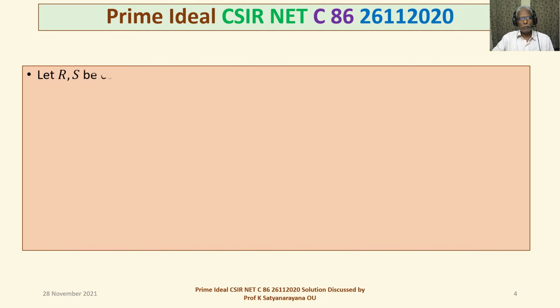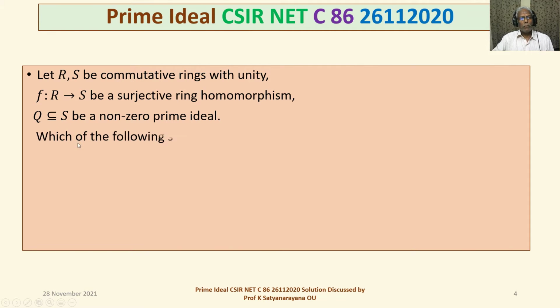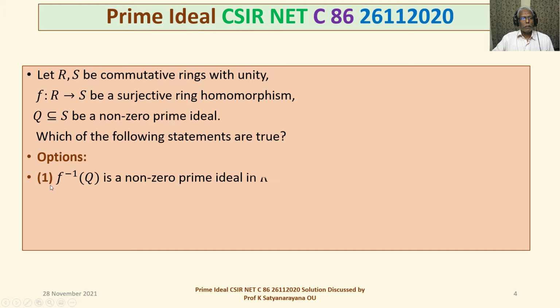The problem is: let R and S be commutative rings with unity. Let F be a surjective ring homomorphism from R to S, and Q be a non-zero prime ideal of S. Which of the following statements are true? Options. 1. F inverse Q is a non-zero prime ideal in R.